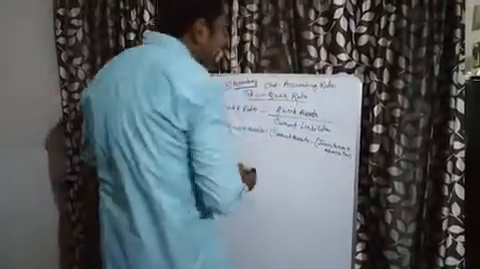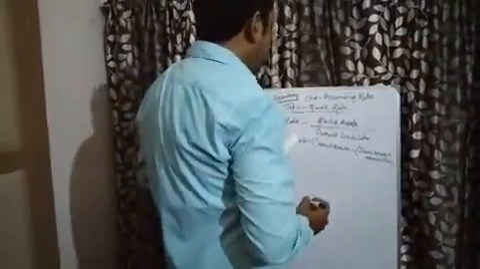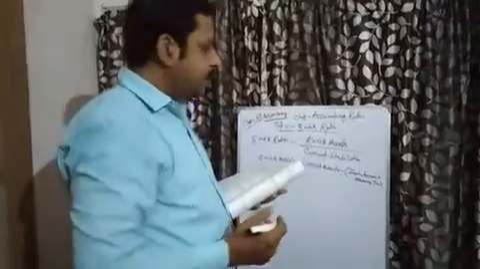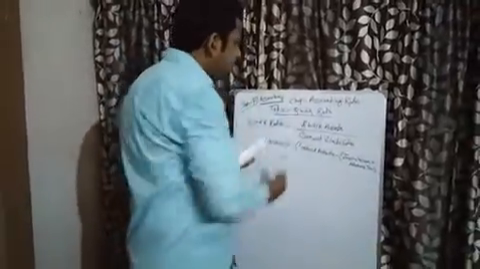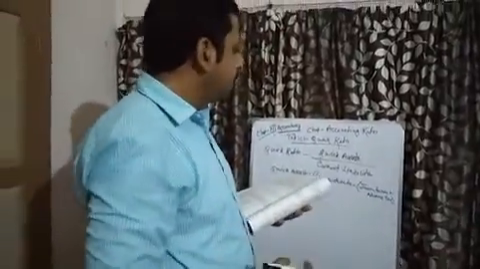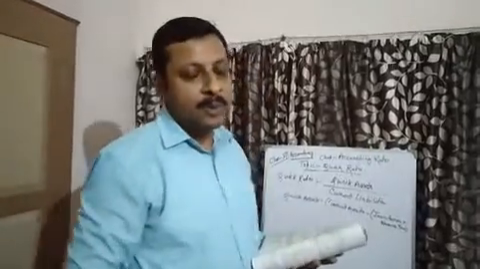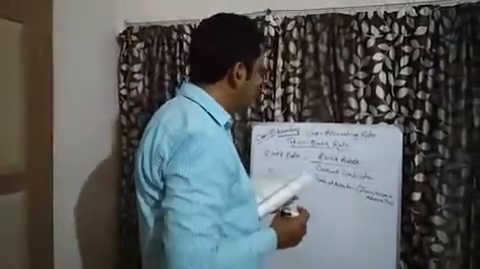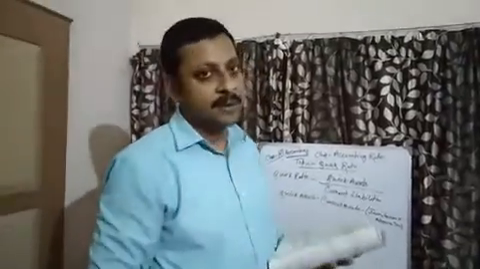Inventory is a current asset, advance tax is also a current asset. So how do we come to quick asset? From current asset, if you deduct the inventories and advance tax, then you come to the quick asset. Now, why do we deduct the inventories and advance tax?